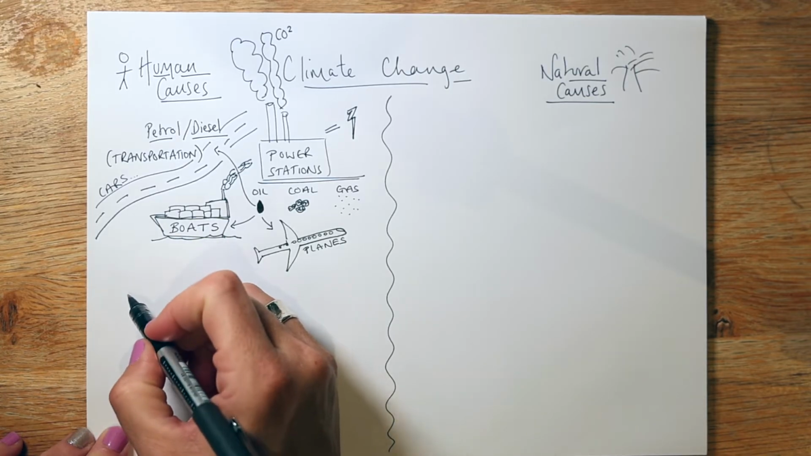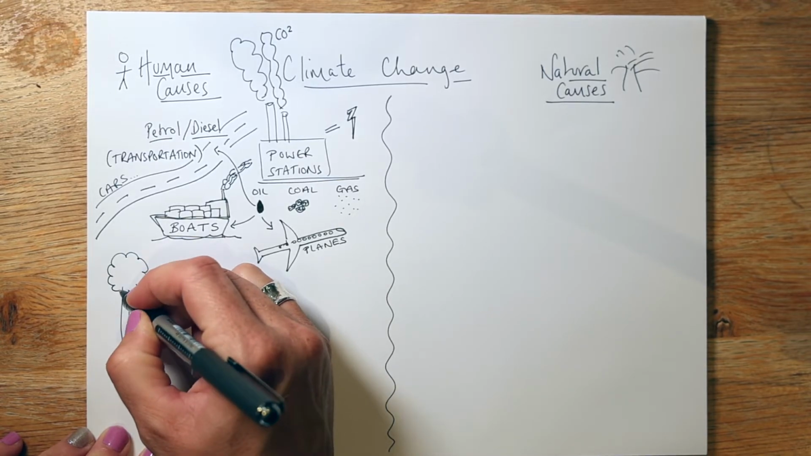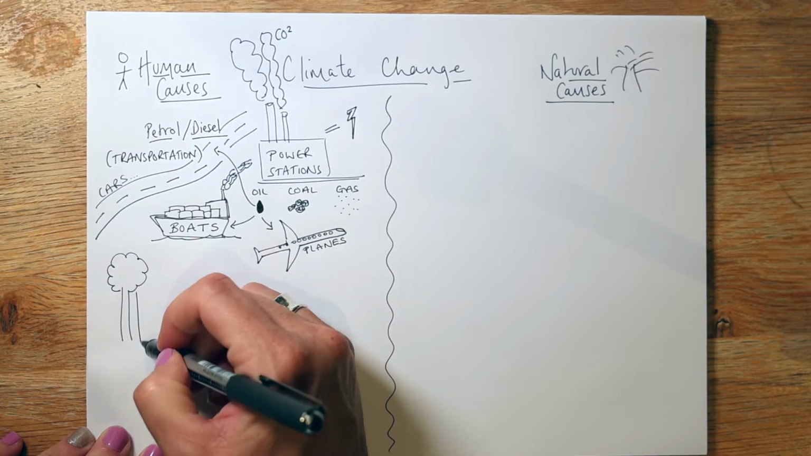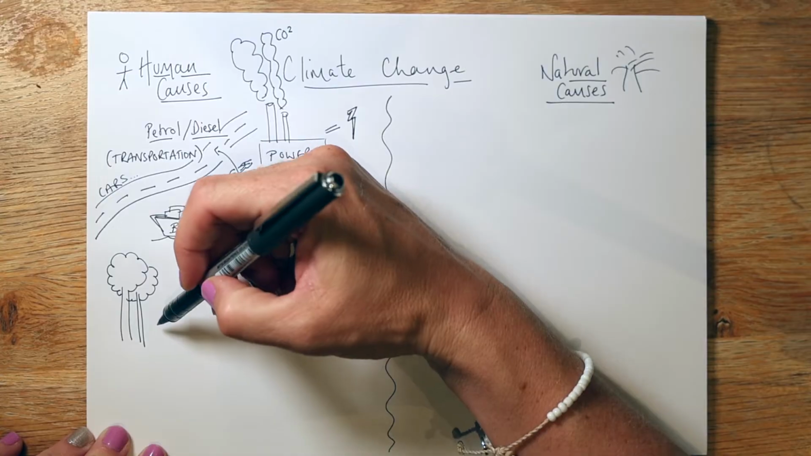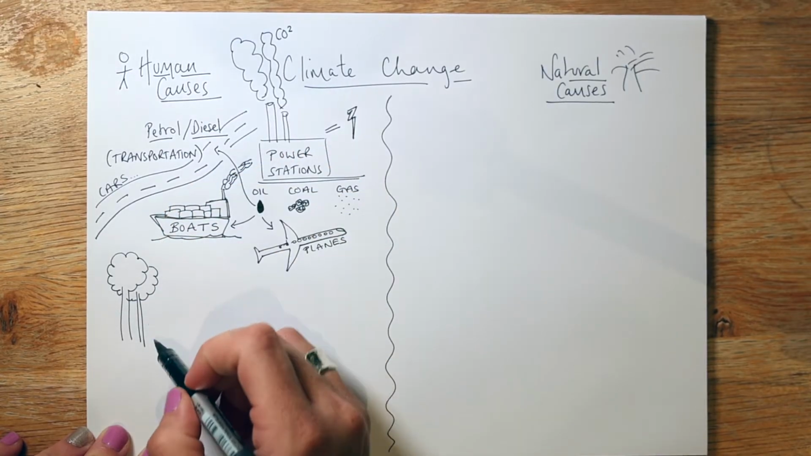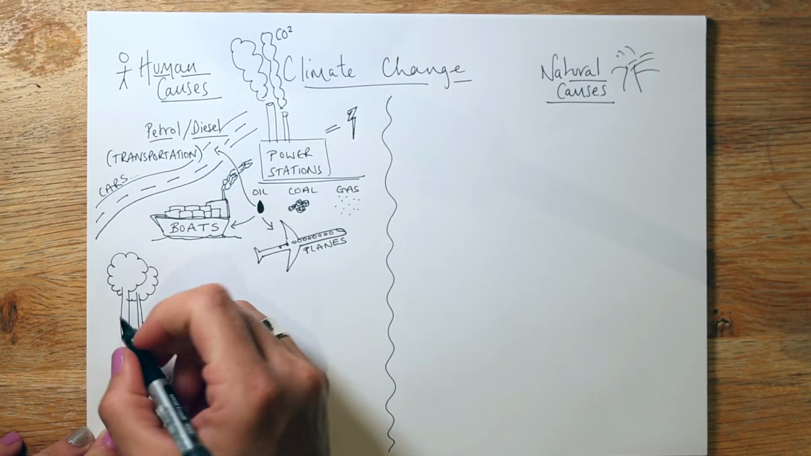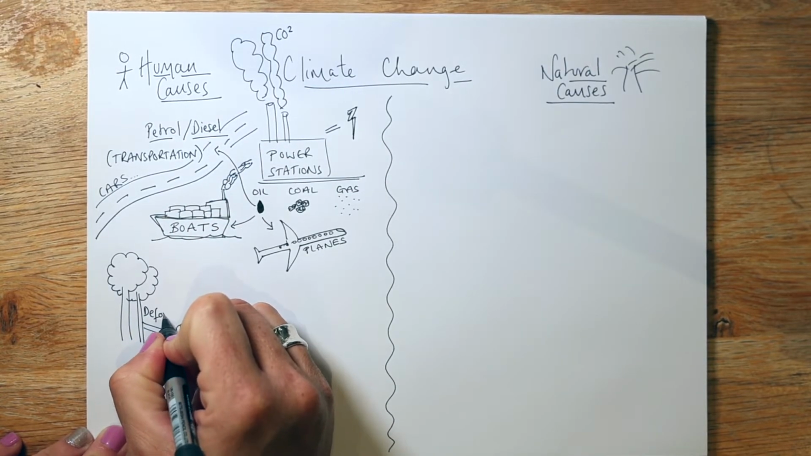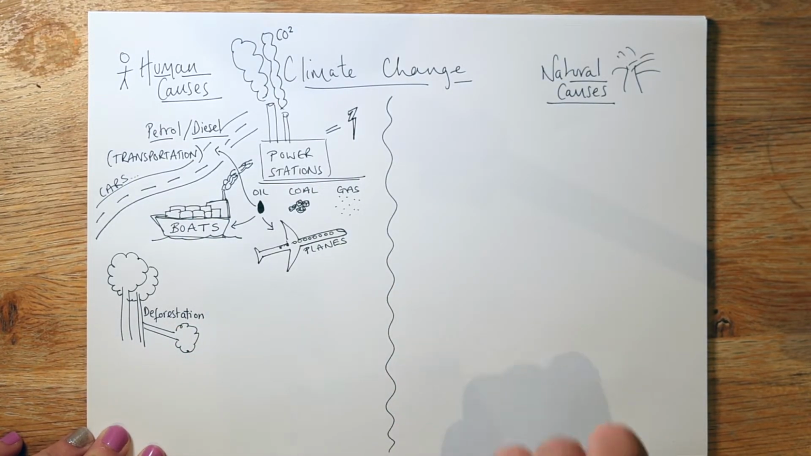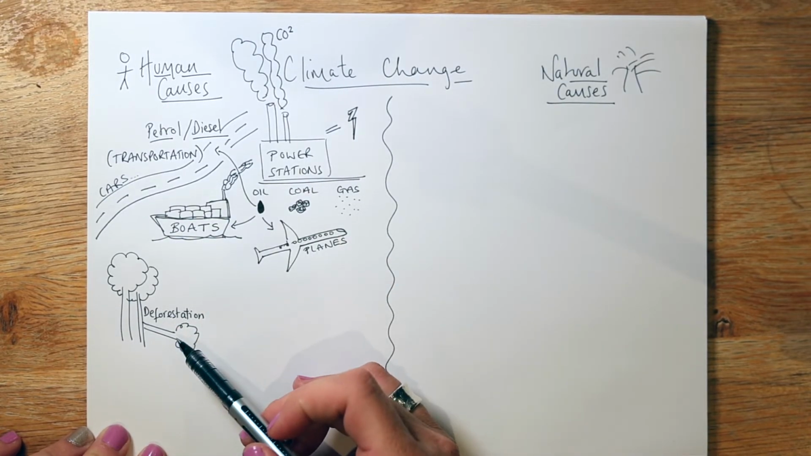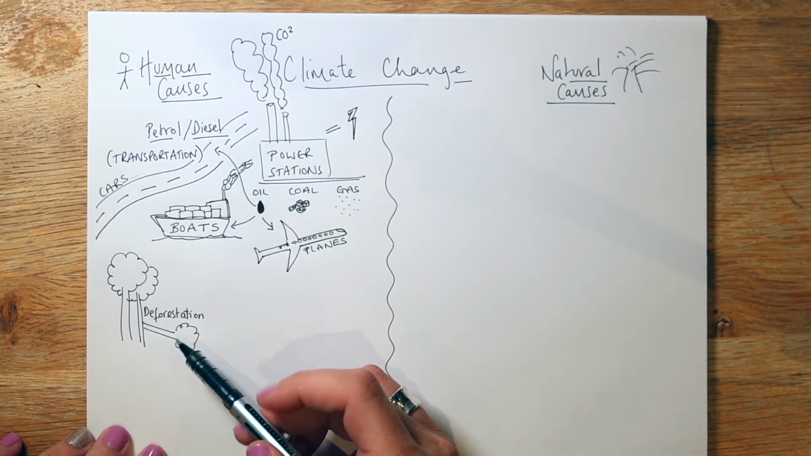Now, one lots of people should know about is happening a lot in Malaysia and the Amazon. And that is, of course, deforestation. So to draw that, I think what we'll do is we'll have a tree on its side. And we'll write deforestation. Now, this is a hugely big problem because trees are what we call carbon sinks or carbon stores.